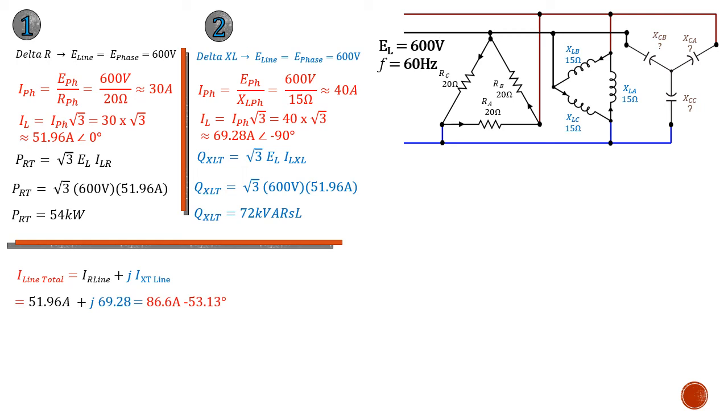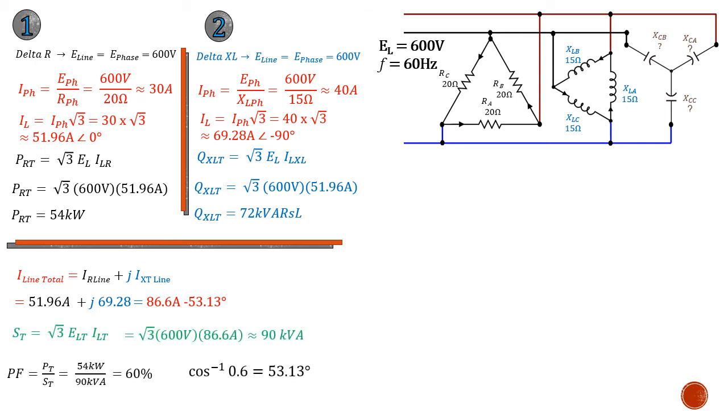Vectorally adding the resistive current and the inductive current gives us a total circuit line current before the capacitor of 86.6 amps at a lagging 53.13 degrees. That gives us a total apparent power of 90 kVA at a 60% lagging power factor. And again, when we double check our power factor, that gets us back to 53.13 degrees. So we're safe in assuming that we're probably correct in our earlier calculations.